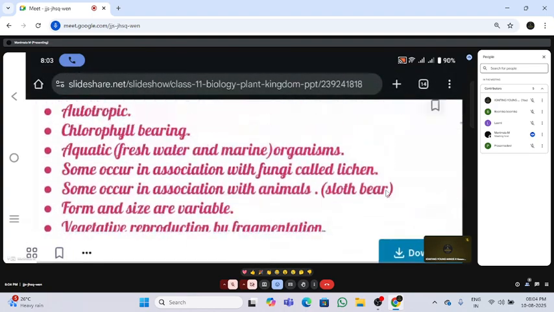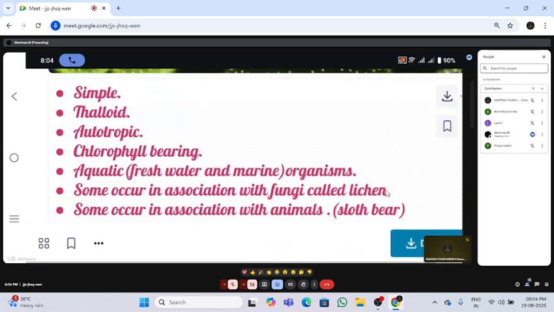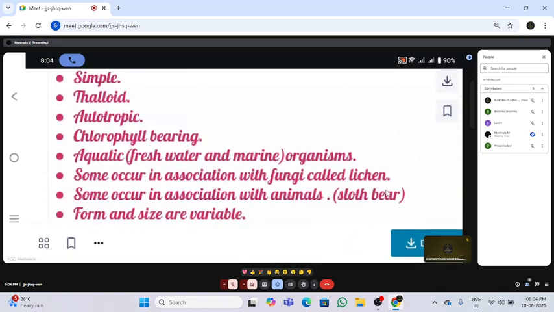The introduction about algae was given. Shall I recap all the points, Bhumika? Yes, ma'am. Make a note of it one more time. If any points are missing, kindly make a note.